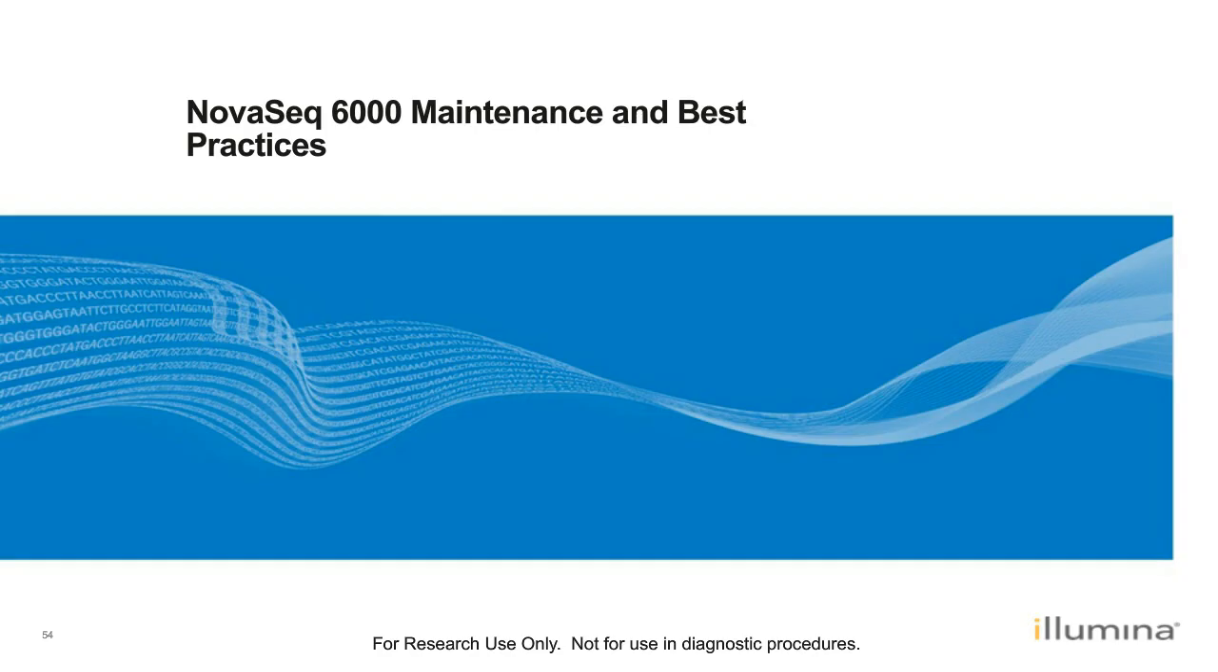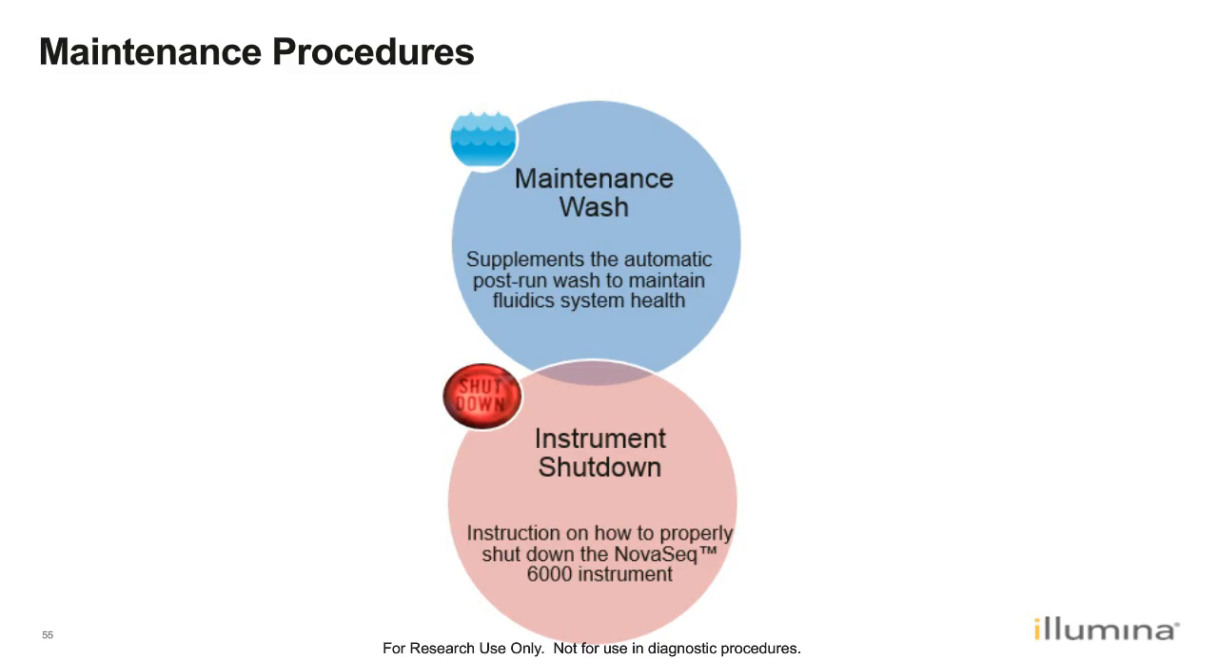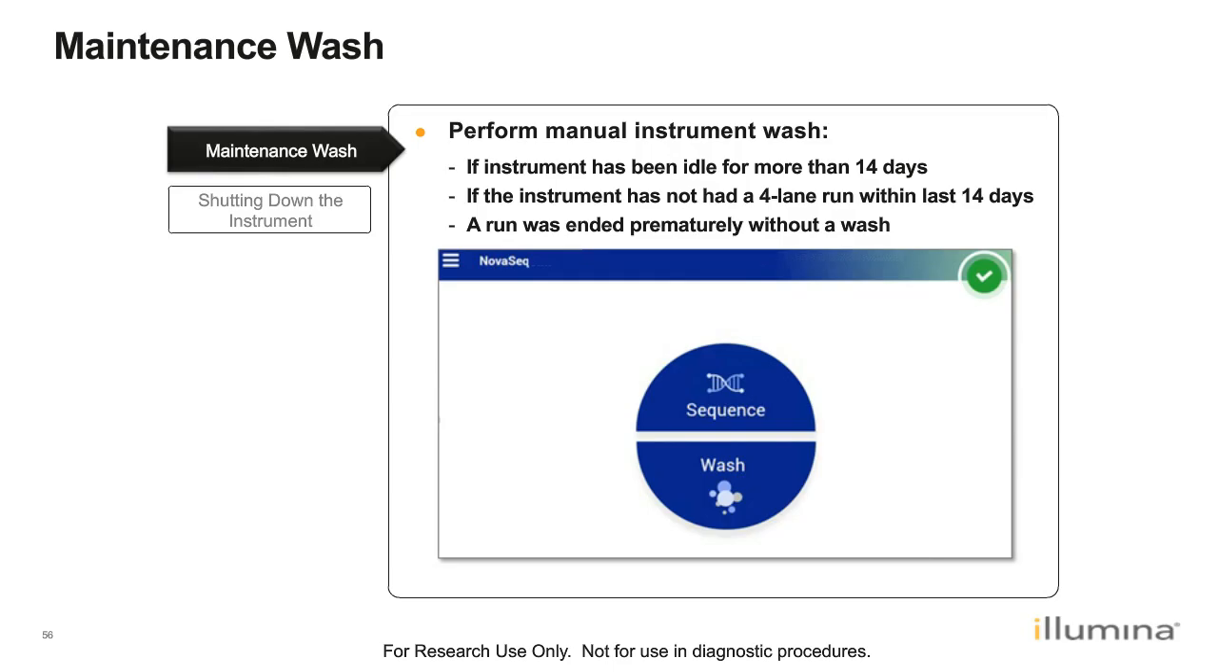So finally, we'll just touch over some maintenance and best practices. We'll talk about washing and idling the system here. We already discussed that the instrument will automatically perform a post-run wash, but in addition, we should be performing a maintenance wash if one of the following circumstances are met.